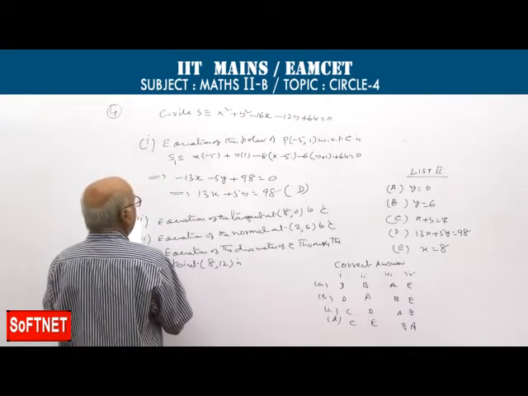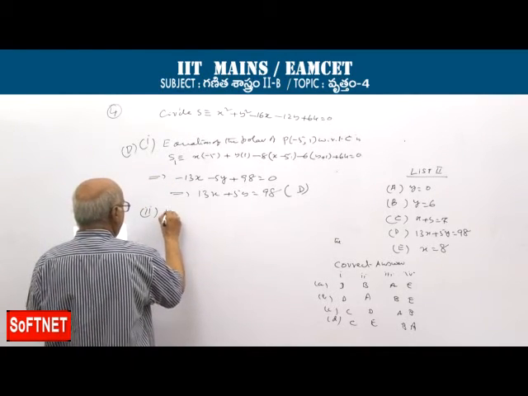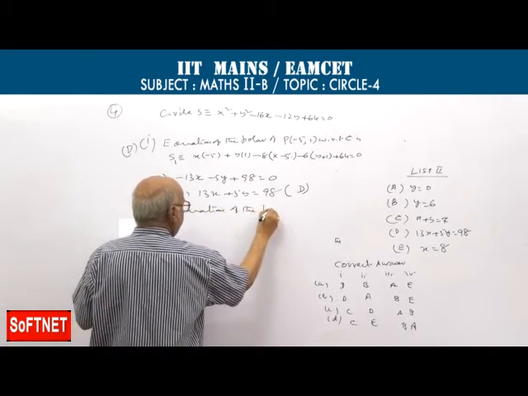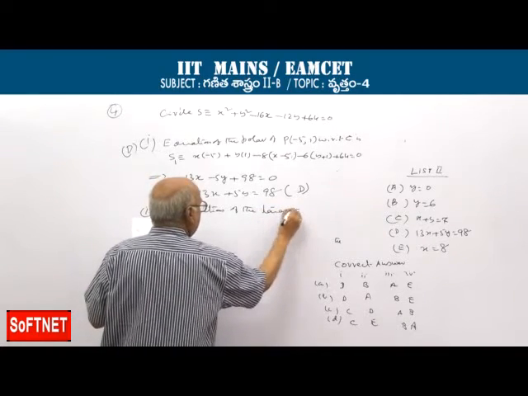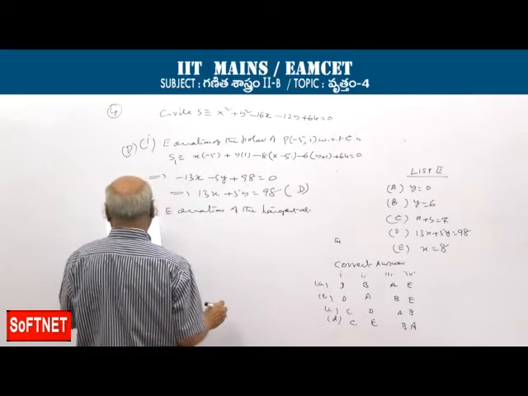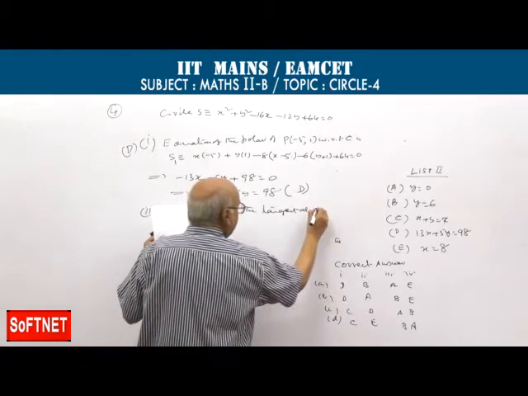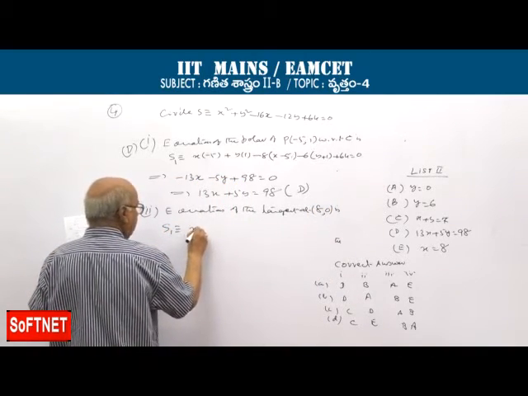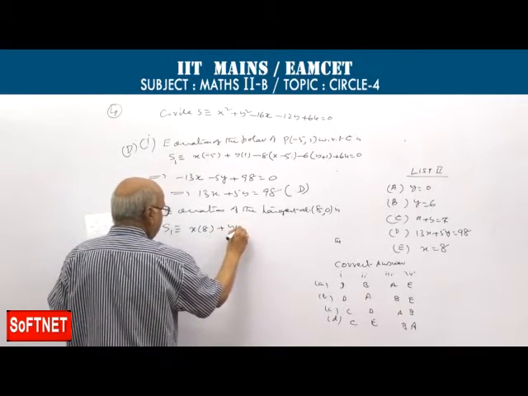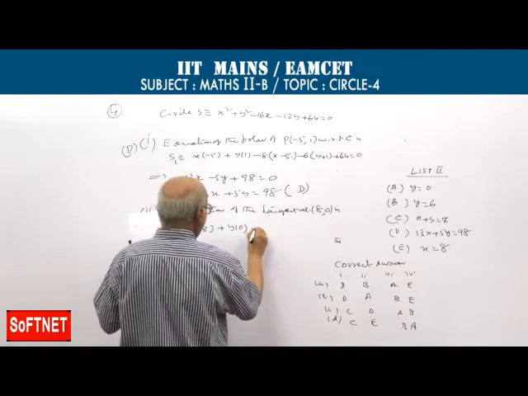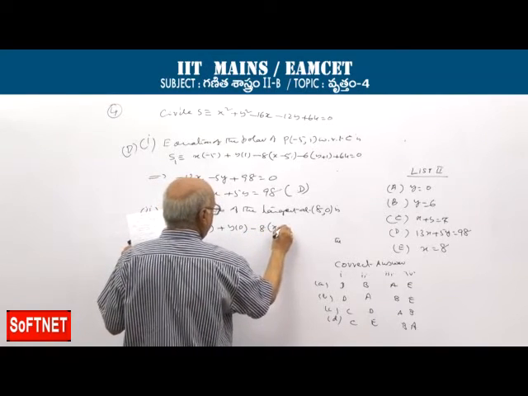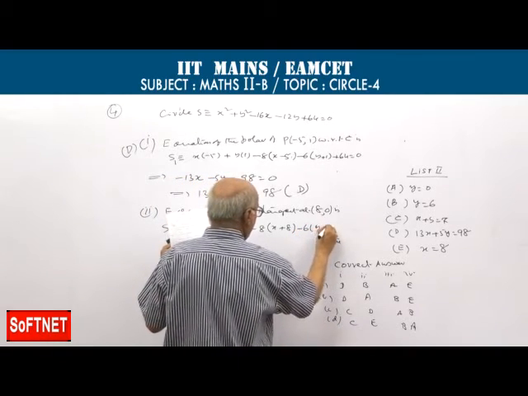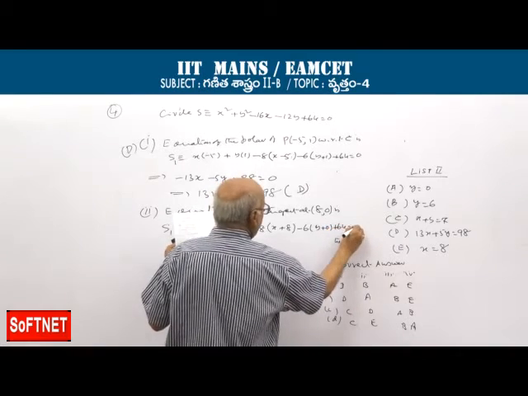For the first one, D is the answer. Now, the equation of the tangent at (8, 0) is S1 equal to 0: x into 8 plus y into 0 minus 8 into x plus 8 minus 6 into y plus 0 plus 64 equal to 0.